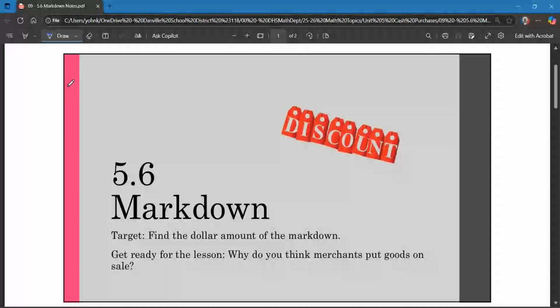Hey kids, welcome to section 5.6 Markdown. Today we're going to learn how to find the dollar amount of the markdown.